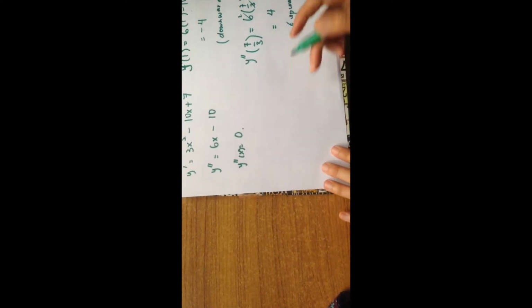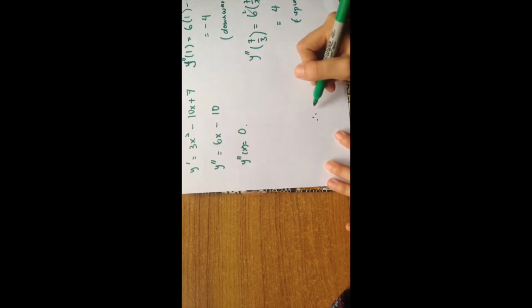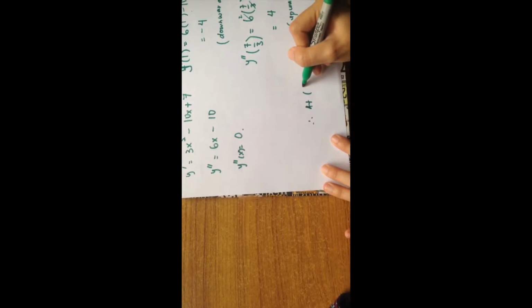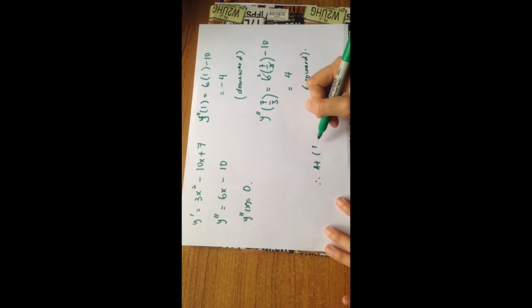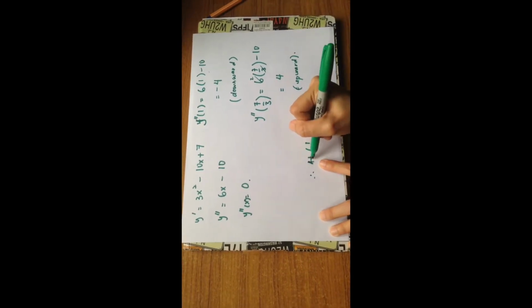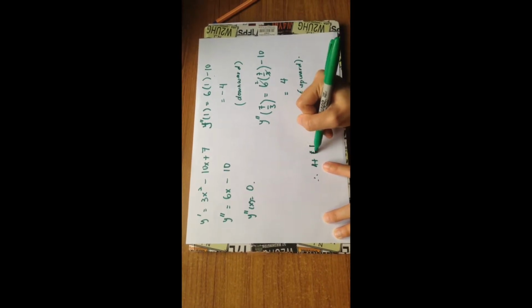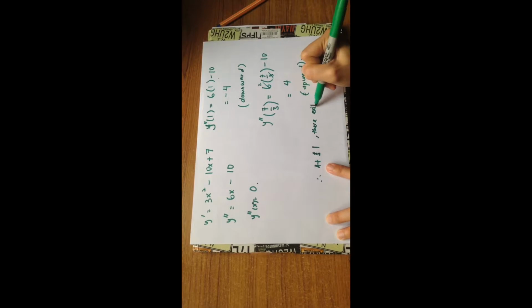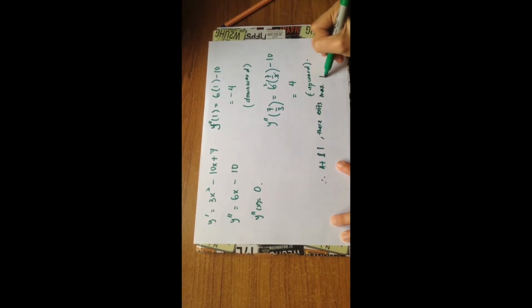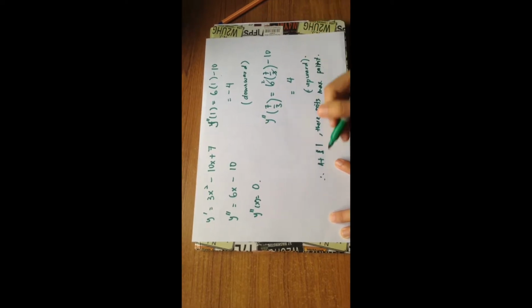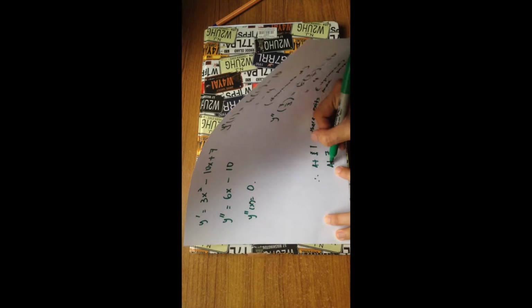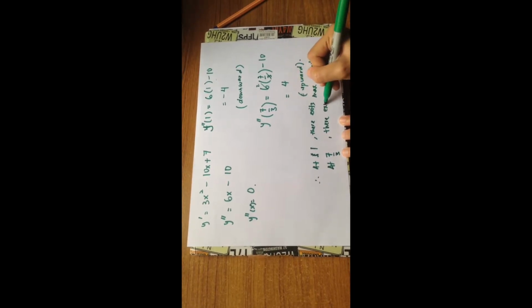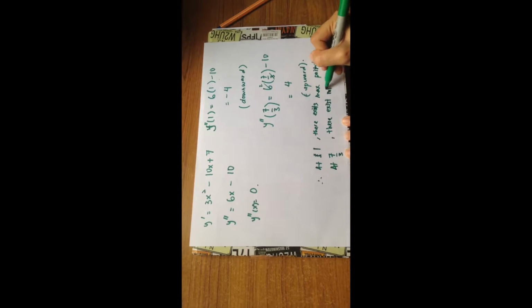From here, we can conclude that at point 1 there exists a maximum point. At 7/3 there exists a minimum point.